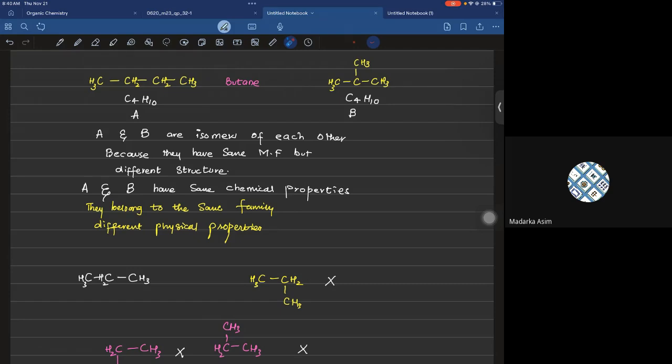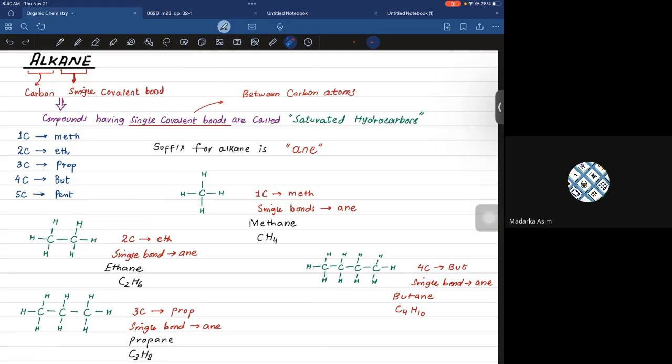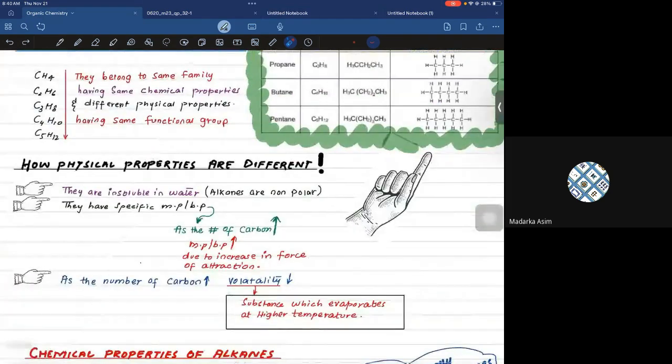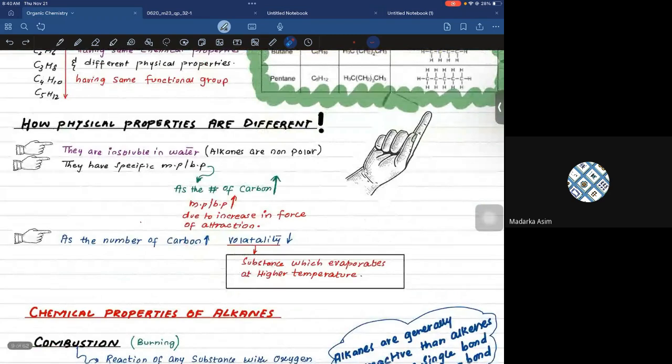After discussing isomerism, we are going to start physical properties. Physical property means which is solid, which is liquid, which is gas, which has a high melting point, which has a low melting point. We will discuss each and everything in detail.